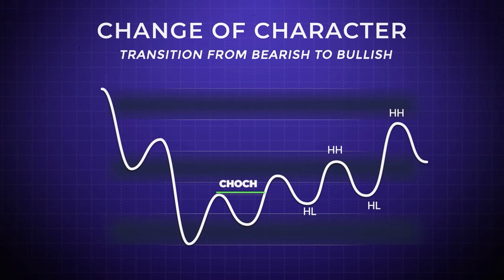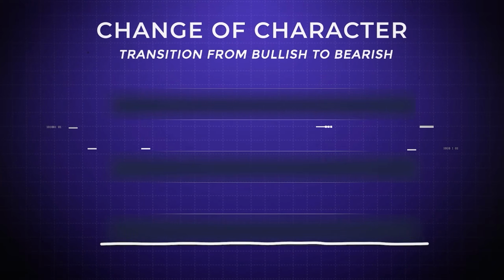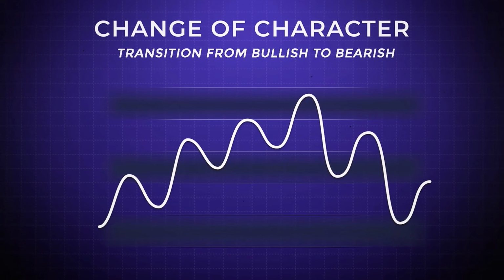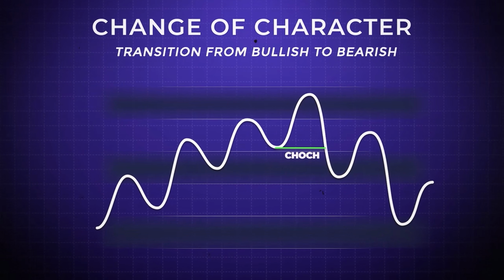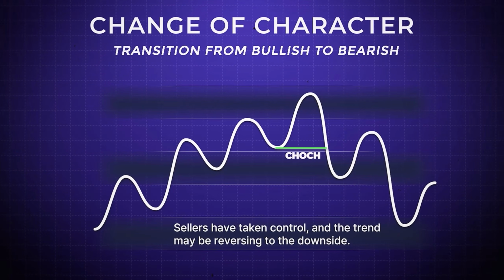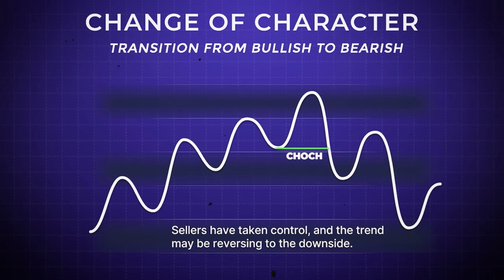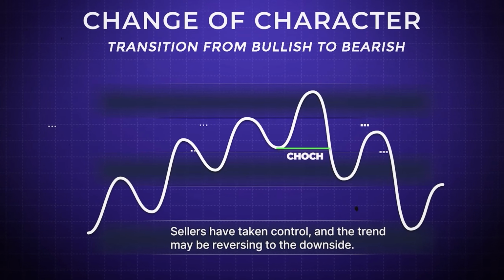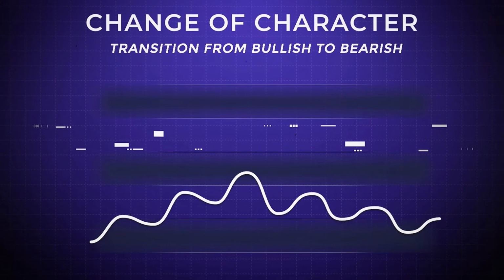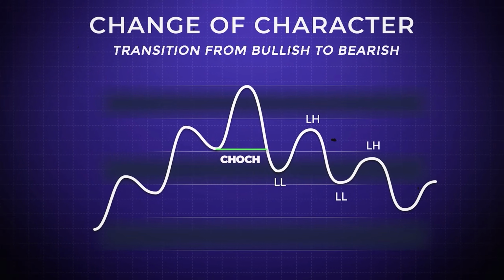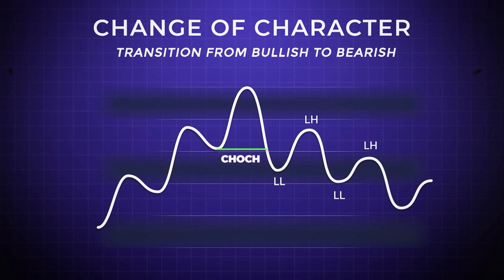In an uptrend, a change of character would be signaled by a break below a previous major swing low. This would indicate that the sellers have taken control and that the trend may be reversing to the downside. If price continues to make new lower lows and lower highs, then we can say that we've transitioned into a downtrend.